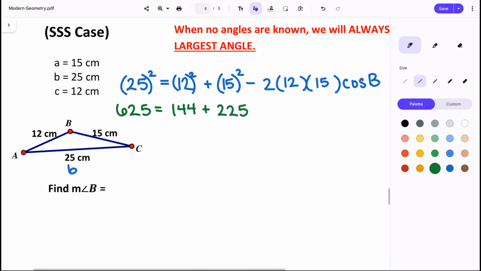Okay, now we're going to take that negative 2. So this is still going to be minus here. You don't really have to think about the negative if you don't want. Just pull that minus down and then take 2 times 12 times 15. What does that come out to be? 360. And then it still says cosine of B.